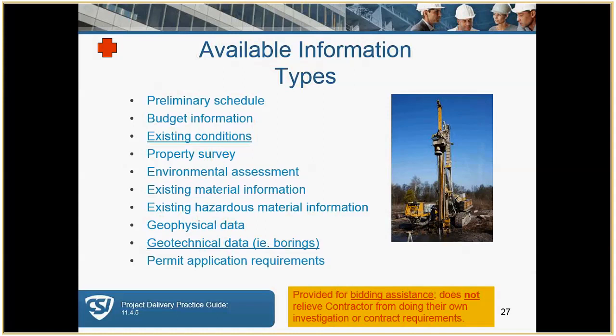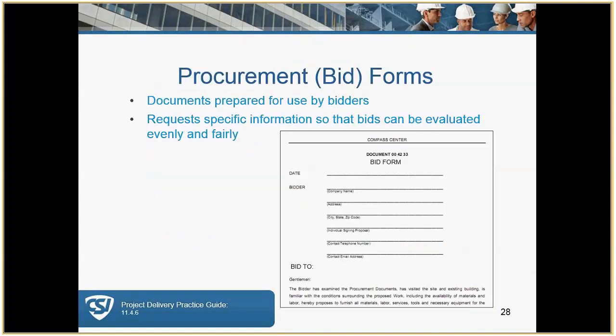Procurement forms, again, are included with the procurement requirements. These are the documents that need to be filled out completely by the bidders. The bid forms basically are to ensure that each bidder presents information in a standard format for ease of evaluation and comparison. Again, it's important to make it as simple as possible.